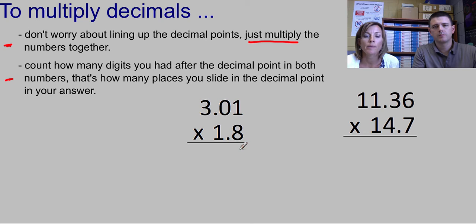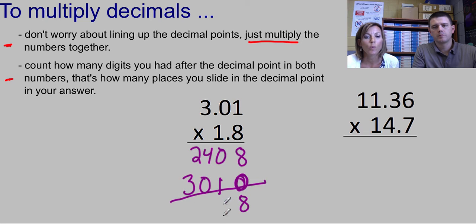So for this problem, we're just going to continue to multiply. 8 times 1 is 8. 8 times 0 is 0. 8 times 3 is 24. Second row, put your placeholder. Tens digit, 1 times 1 is 1. 1 times 0 is 0. 1 times 3 is 3. Add them up: 8, 1, 4, and 5.